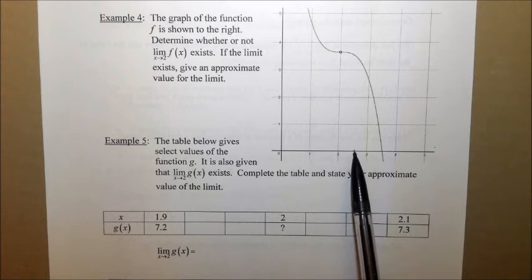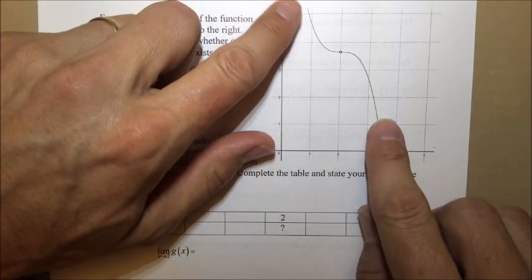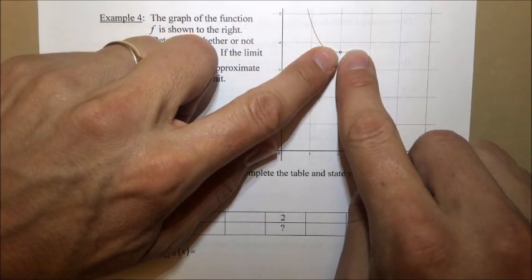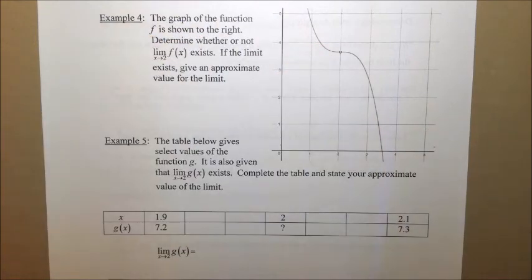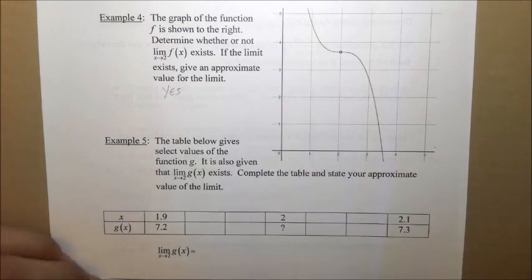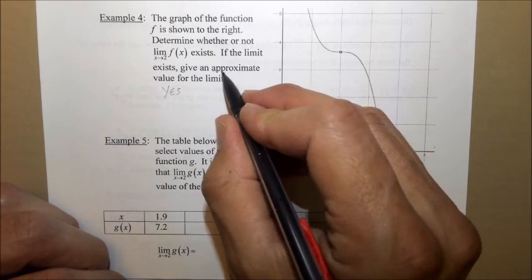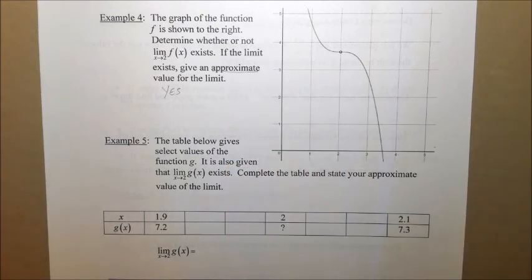Okay, so yes, the limit does exist. As we approach x equals 2, fingers do match up. So yes, it does exist. All right. If the limit exists, give an approximate value for the limit. Now notice this is approximate here. Right? There's multiple answers because I'm making it vague on purpose.